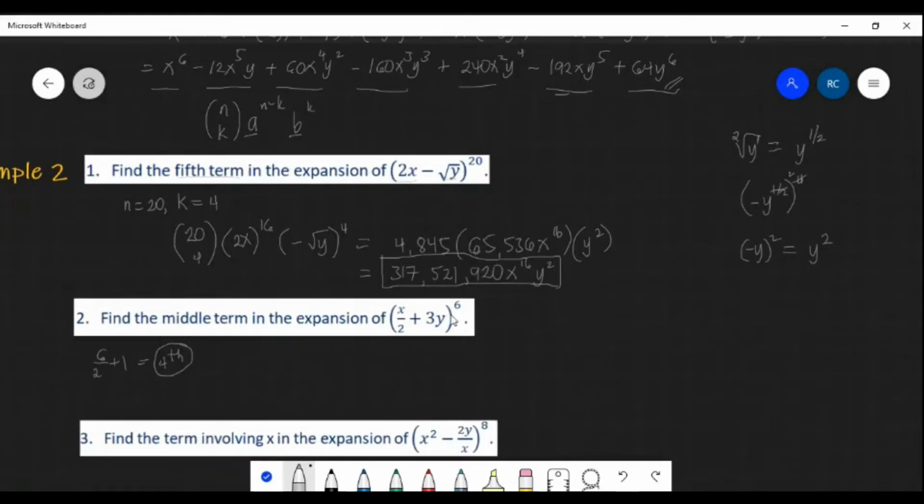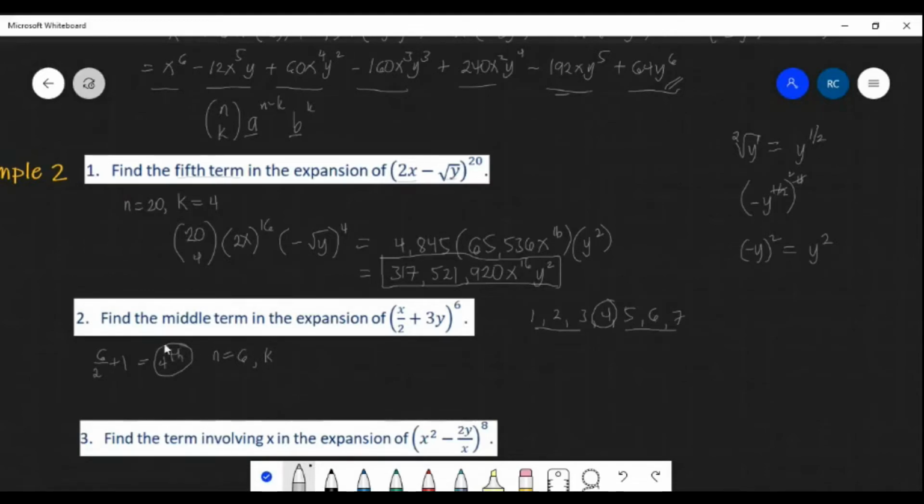Okay, halimbawa, kung 6 yung ating n, ilang terms? 7. Okay, 7. 1, 2, 3, 4, 5, 6, 7. So, ito yung middle term. O, tatlo dito, tatlo din dito. Okay. So, yung n natin, based on the given, that is 6.